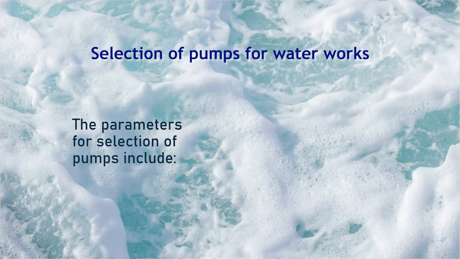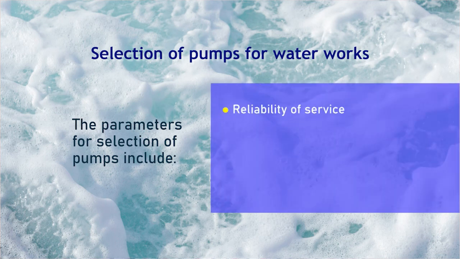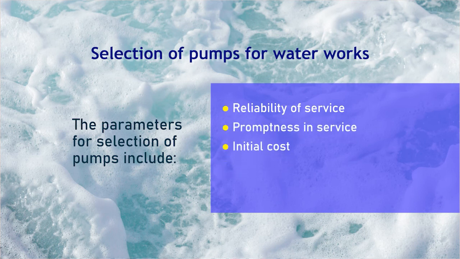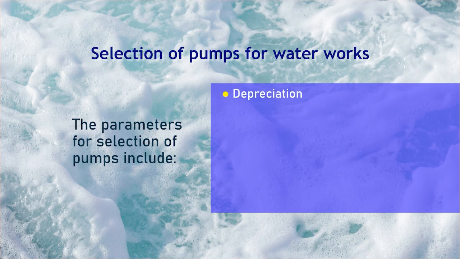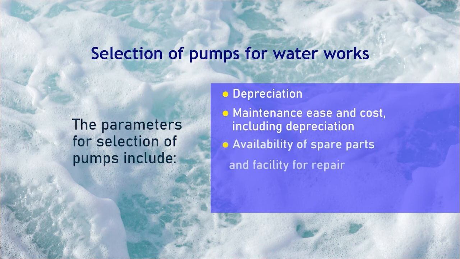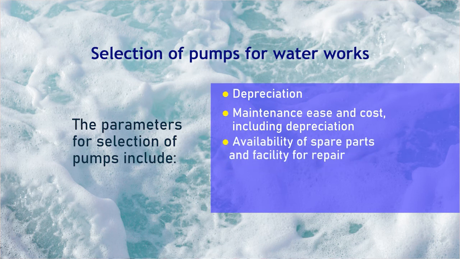Let us discuss the various parameters that are required for selection of pumps. These include the reliability of service, the promptness in service, what is the initial cost, which will help us determine the capital cost of the system, what is the efficiency of the pumps, are these low efficiency pumps or high efficiency pumps, what is the cost of energy that is required to run such pumps, what is the depreciation in such systems, the ease of maintenance and the maintenance cost including the depreciation, what is the ease of availability of spare parts and facility for repair, can the repair be done at site or do we need to remove the pump from the system and take it to a facility away from the point of installation.